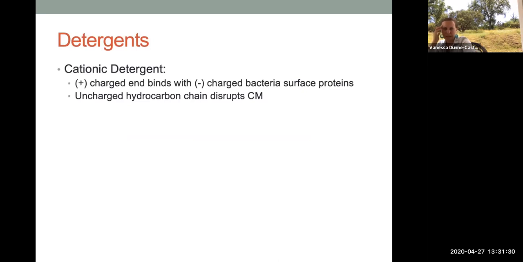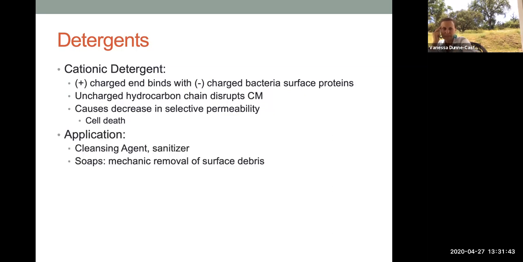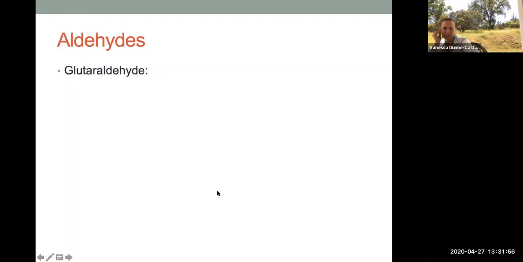So detergents act very similarly to surfactants, right? They have a cationic charge for cationic detergents. They bind with negatively charged surfaces, proteins on the membrane or membrane phospholipids, and can disrupt that cell membrane, just like we talked about before, and cause a decrease in selective permeability again. So you'll find, obviously, many applications of detergent: cleaning agent, sanitizer, soap.